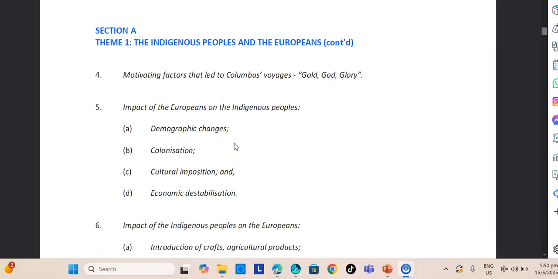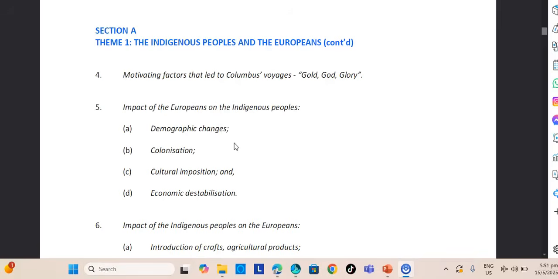Now, there was a drastic population decline. The indigenous population experienced a sharp decline, with estimates suggesting that millions of people died within the first century of contact with the Europeans. In some areas like Hispaniola, the Taíno population dropped from hundreds of thousands to fewer than a few thousand within decades.